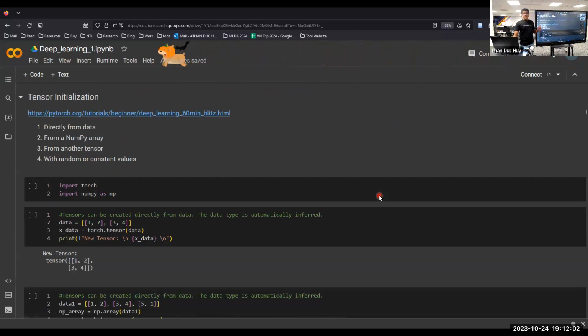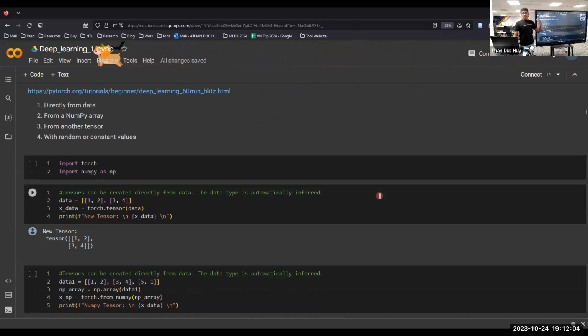First, before you code, you have to import the respective functions. So now we will be importing torch, which we will be using to make the tensors and store the tensors. And the other one is NumPy, because we want to show you how we can convert a NumPy array into a tensor.